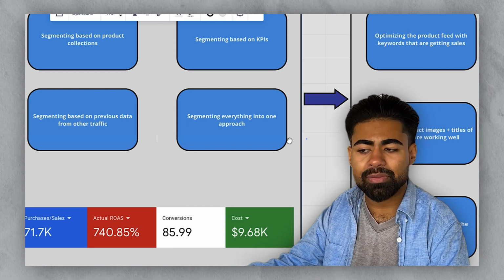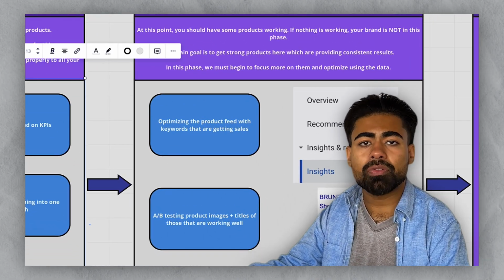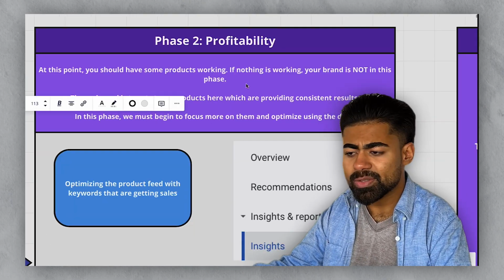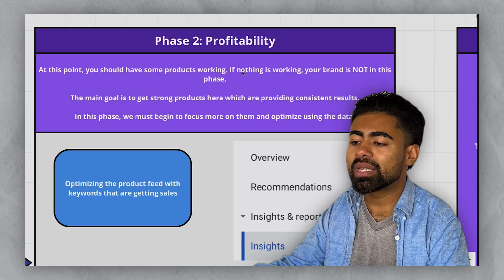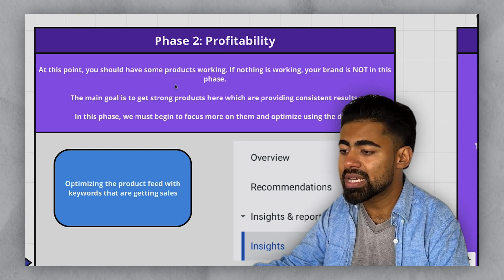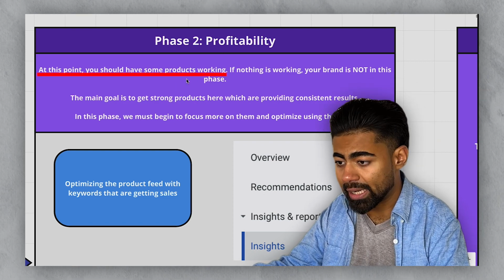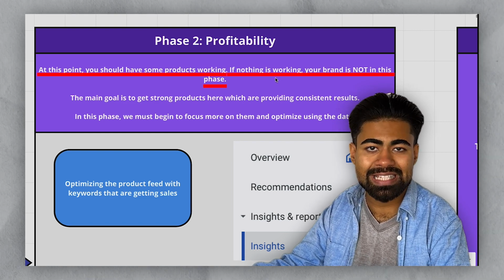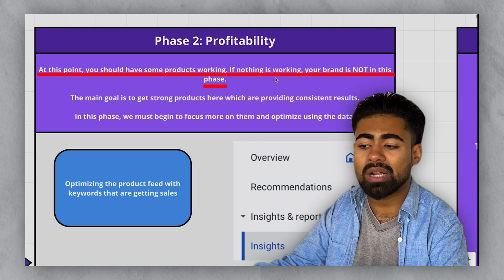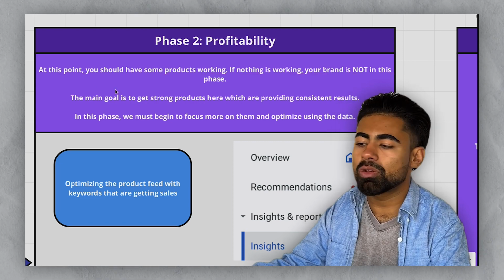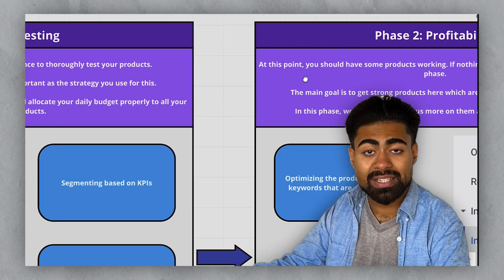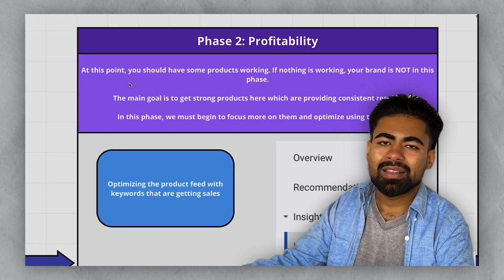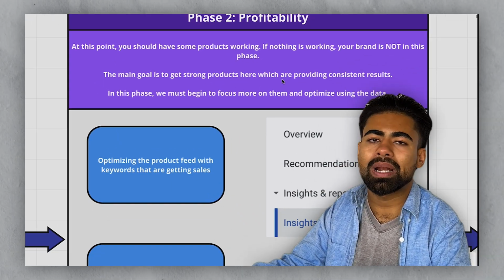Now we need to talk about the second phase, which is involved within this ecosystem, and it's the profitability phase. Now, at this point, to consider your brand within phase 2, you should have some products working. If you don't have a product which you can clearly say, yes, this is a profitable product for me, then you are not at this level. You need to focus on phase 1. You need to test more. You need to kind of find the best approach there. But once you have something that even slightly works, now you're going on to phase 2.